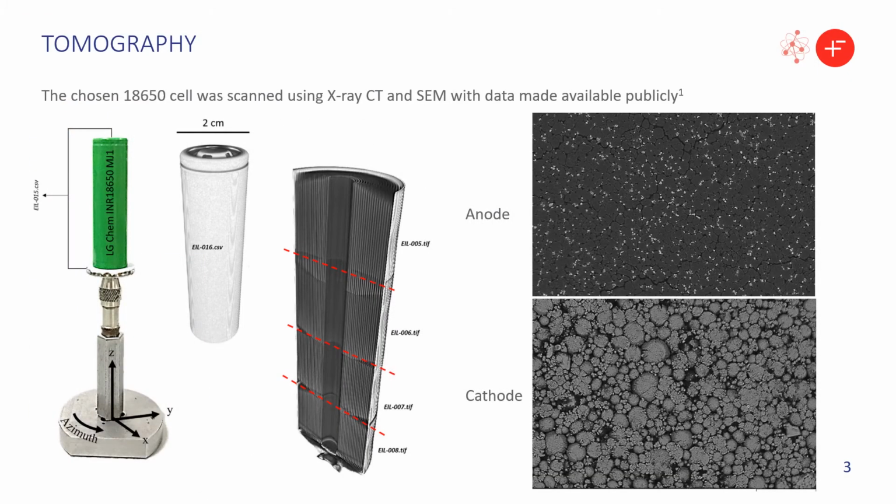The first study we did, we chose to take an 18650 cell and scan it in an X-ray CT machine to get a tomography image, and that formed the basis for the computational domain of the model. And we also did SEM and got more detailed images of the electrodes to get things like particle sizes and porosities, which are variables in the model.